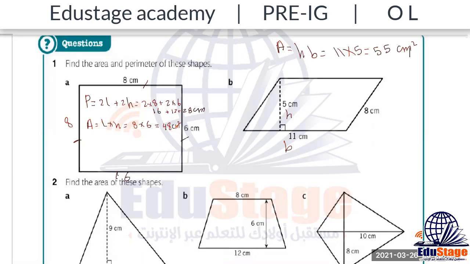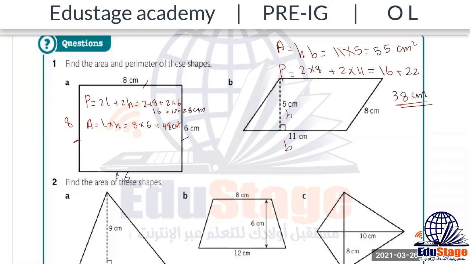Is it easy? For the perimeter, it will be 38. The perimeter is the same as the rectangle. No difference between the rectangle and the parallelogram. So it is 2 multiplied by 8 plus 2 multiplied by 11 equals 16 plus 22 equals 38 centimeter.